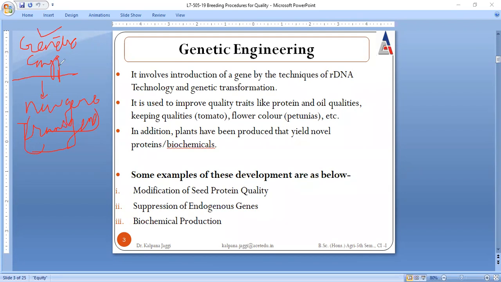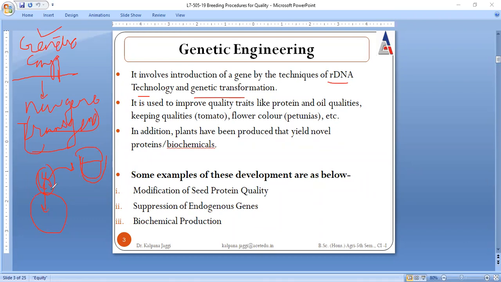That means some changes are being done in the genetic content, but with the help of technology, and the technology is said to be recombinant DNA technology and genetic transformation. Genetic transformation stands for the intake of external foreign DNA. Recombinant DNA technology is the process whereby this DNA is transferred by inserting it into a vector, which becomes recombinant, and later on it is transferred to the host cell. So genetic engineering altogether is the transfer of a new gene.